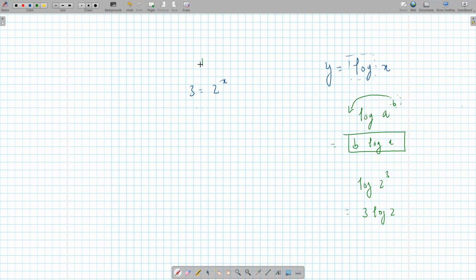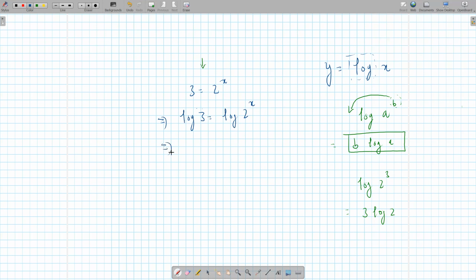We know this is an equation. An equation, you can do something on both sides, right? You can add, subtract, divide, you can do whatever you do, as long as you do it on both sides, correct? So what we're going to do here is log both sides. Look at this. Log 3 equals log of 2 to the power of x. Cool?